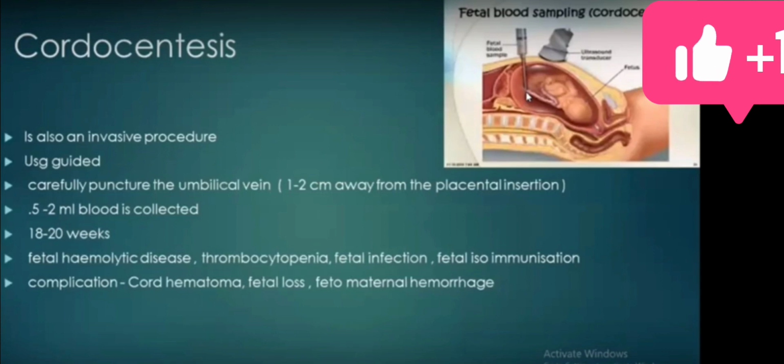This test is especially done to rule out fetal blood related disorders like fetal hemolytic disease, fetal isoimmunization, fetal thrombocytopenia, or even fetal infection. This is best done between 18 to 20 weeks. In this case also there may be complications like fetal blood loss, accidental insertion of the needle into the baby, or even cord hematoma.